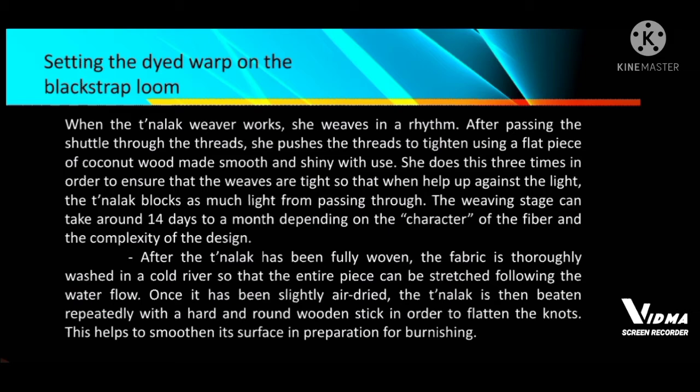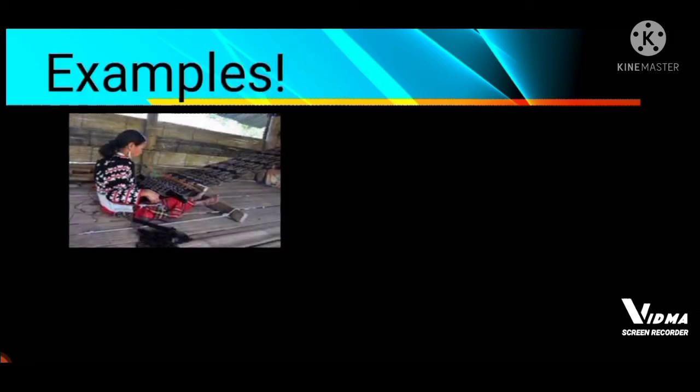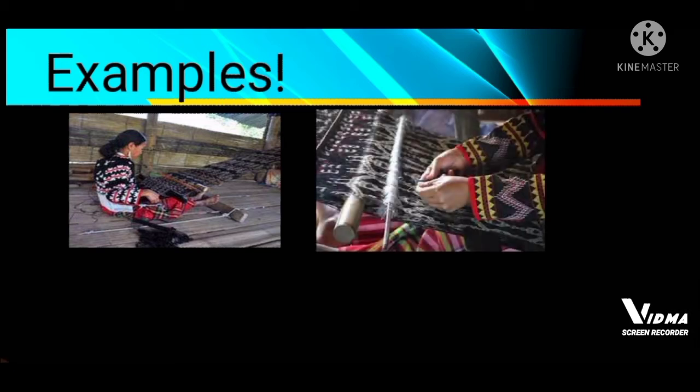After the tinalak has been fully woven, the fabric is thoroughly washed in a cold river so that the entire piece can be stretched following the water flow. Once it has been slightly air dried, the tinalak is then beaten repeatedly with a hard and round wooden stick in order to flatten the knots. This helps to smoothen its surface in preparation for varnishing. This is the example of setting the dyed warp on the backstrap loom.